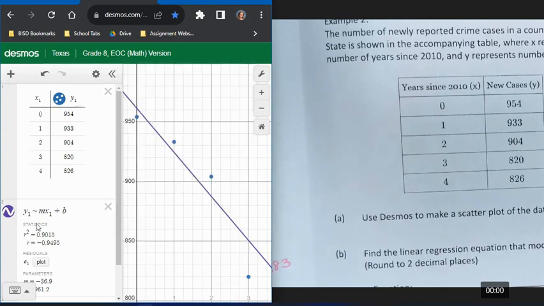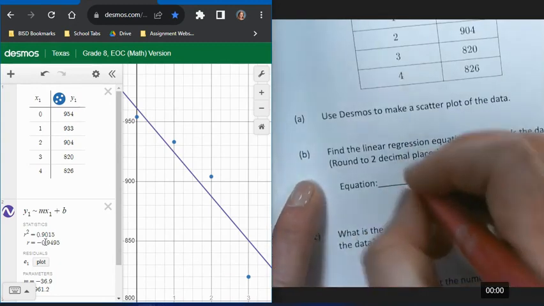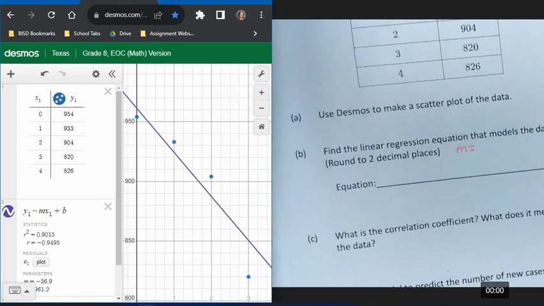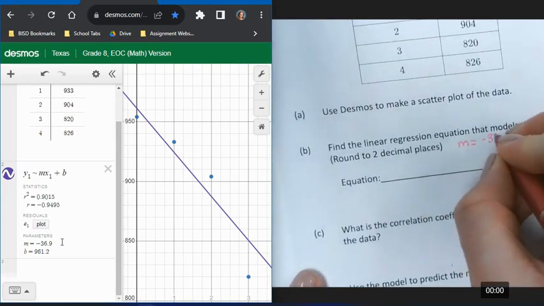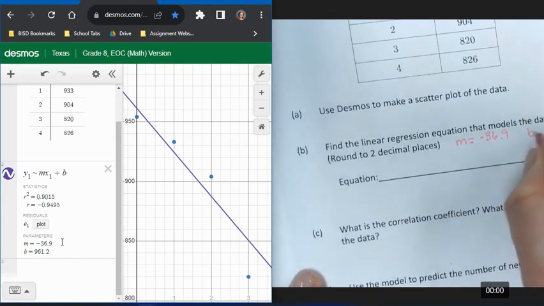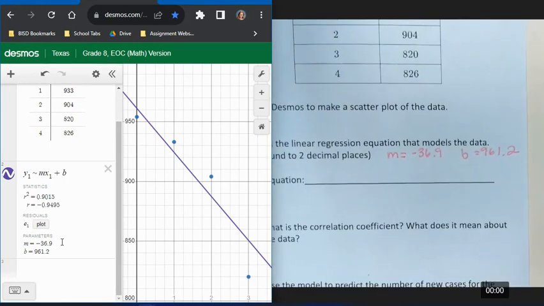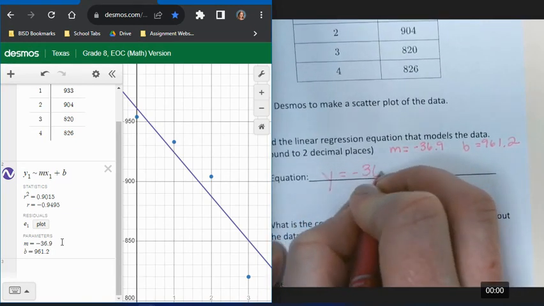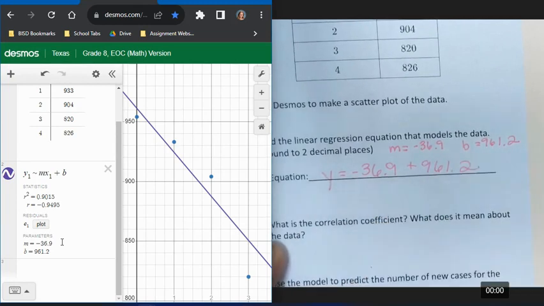Okay, so then our equation is going to be on B. Our m value is negative 36.9. That's a slope. Remember, negative slope means it's going downhill. Negative 36.9. And then our B is 961.2. So you're going to write those down. Then write your equation. mx plus b.